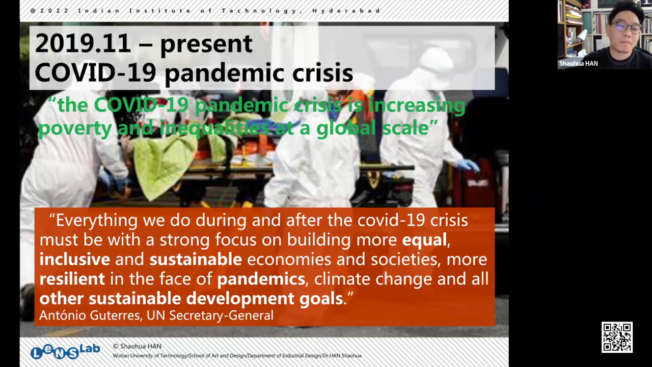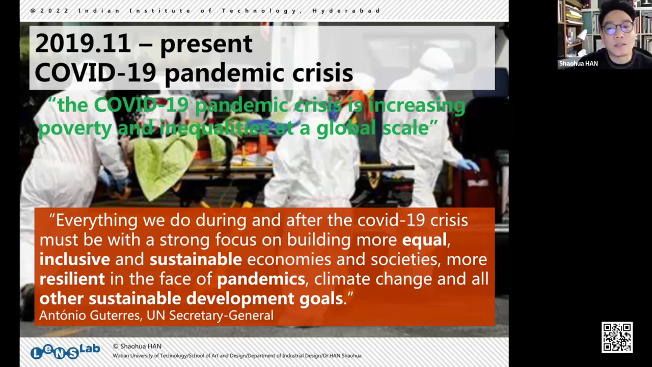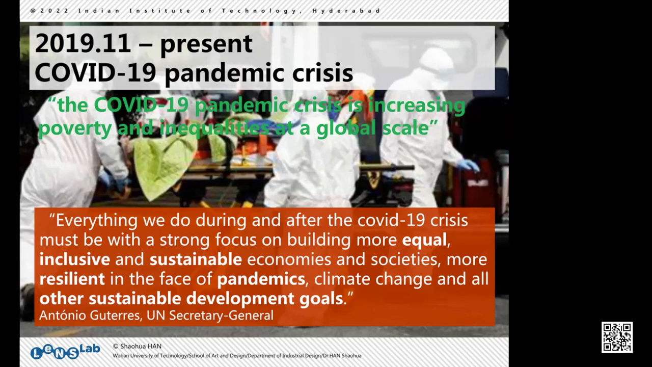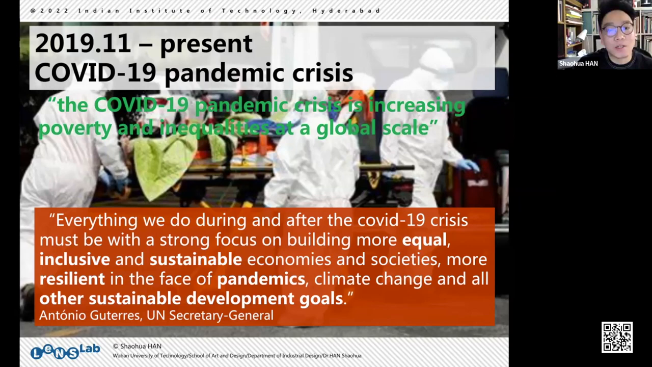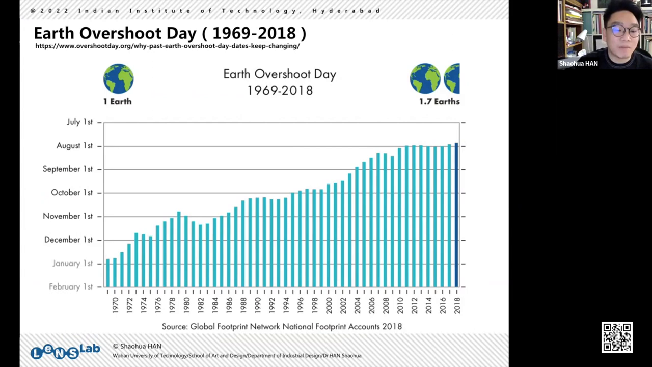And there is another piece of data I want to share. This data comes from overshootday.org. It shows Earth's overshoot day from 1969 to 2018. That means we need more and more energy and more things from the Earth to live. That's very terrible, because you can see that from maybe 1970, we have been taking more and more from the Earth.